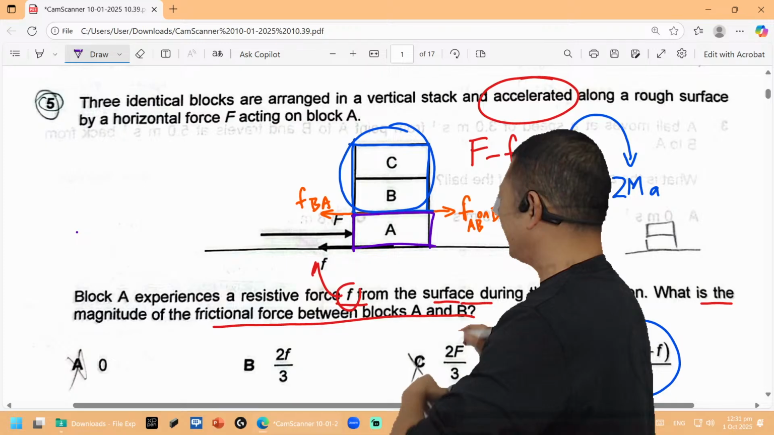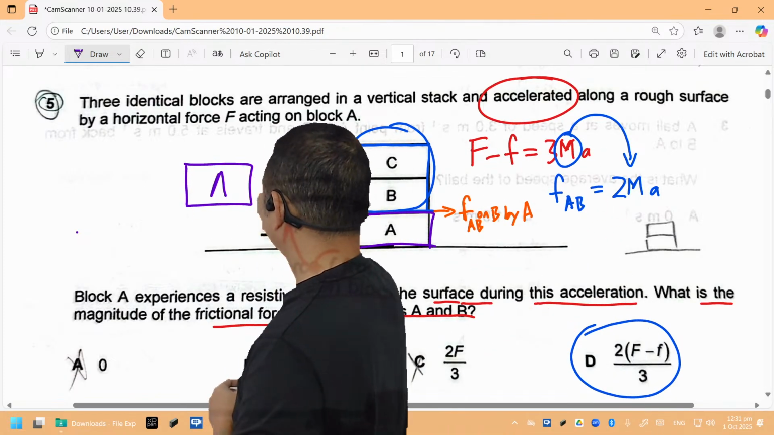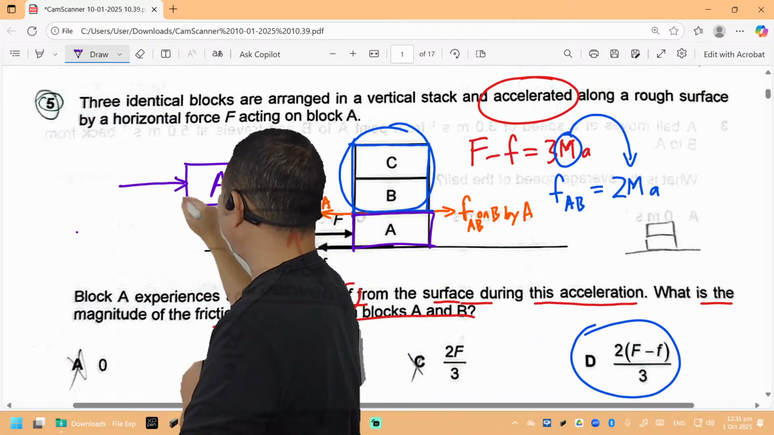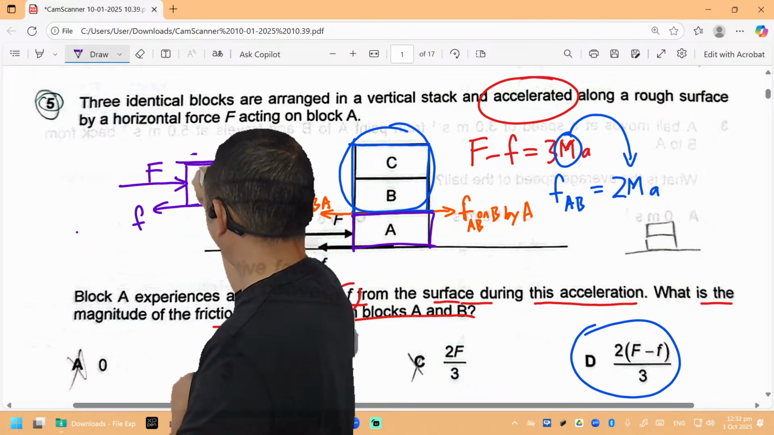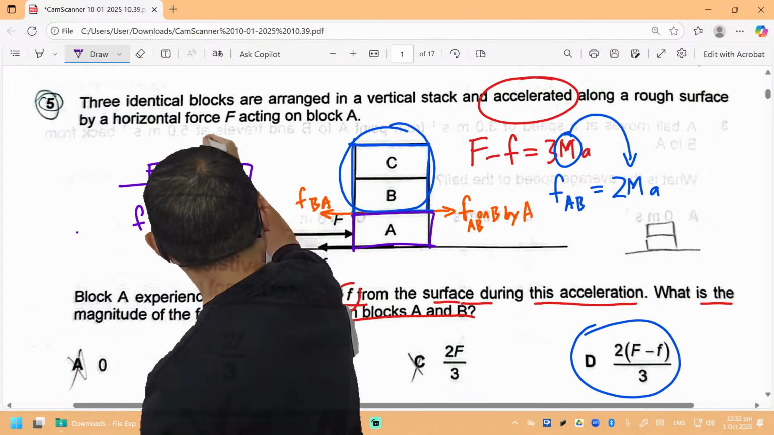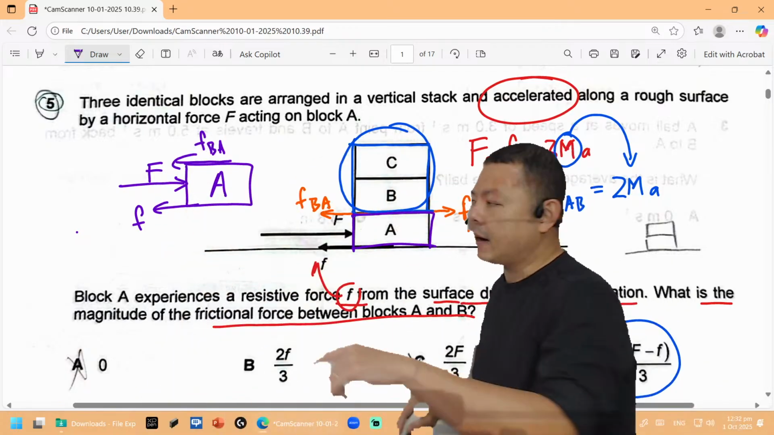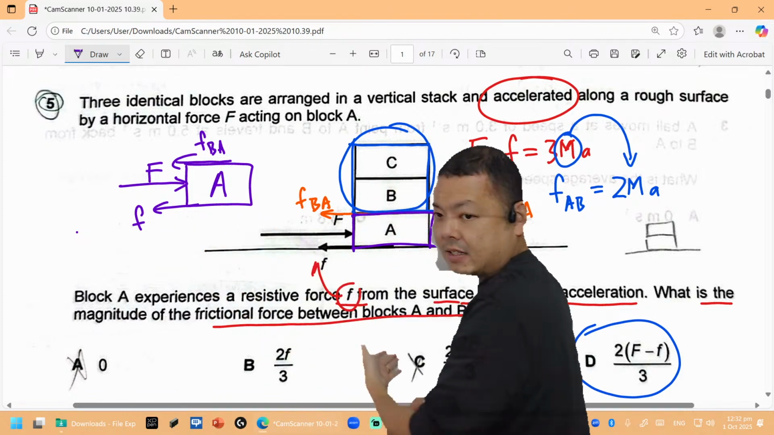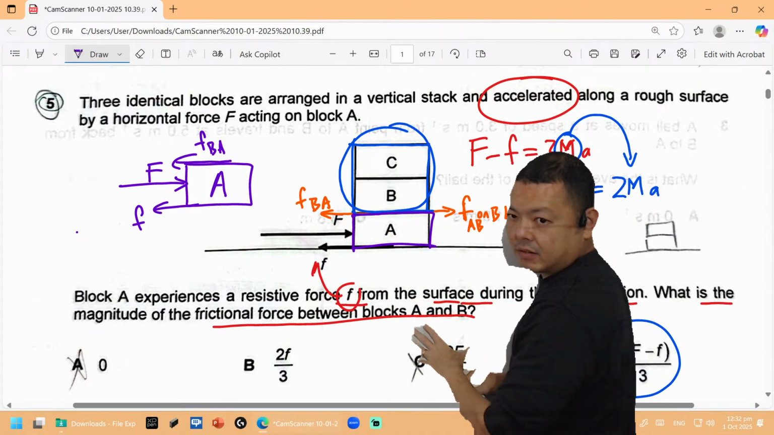This is A. Let's look at all the forces acting on A. So legit, there's a force F acting on A. There's a friction force here, and then there is that force by B on A. Now, if you end up finding this, is that still the answer? That's still the answer, right? It's an action-reaction pair, that's totally fine.